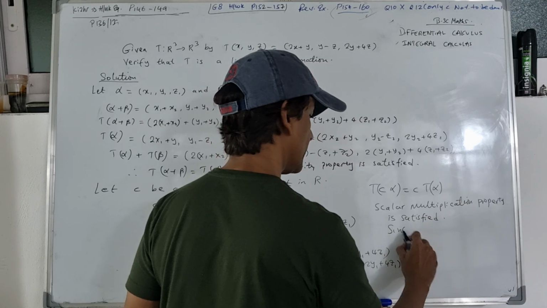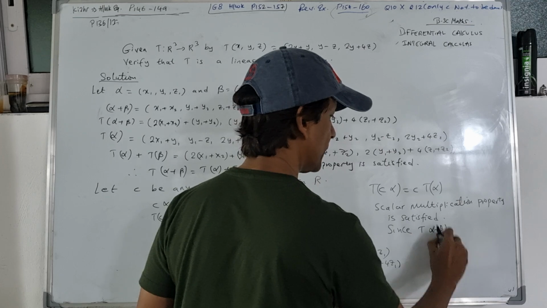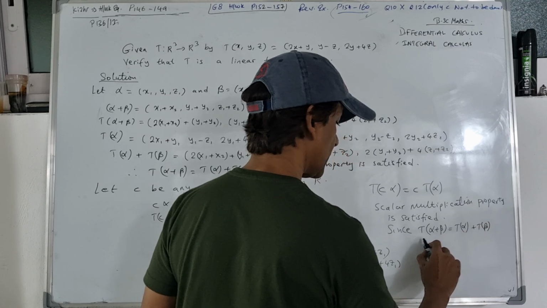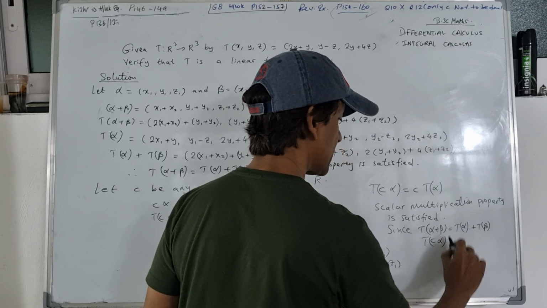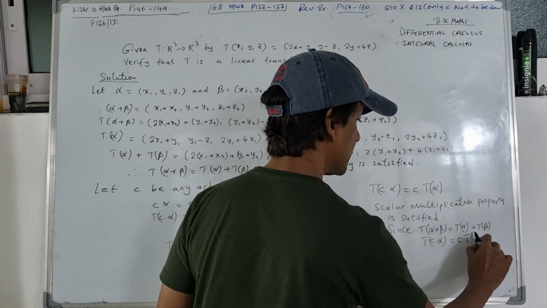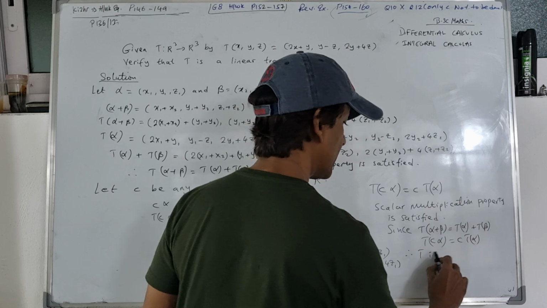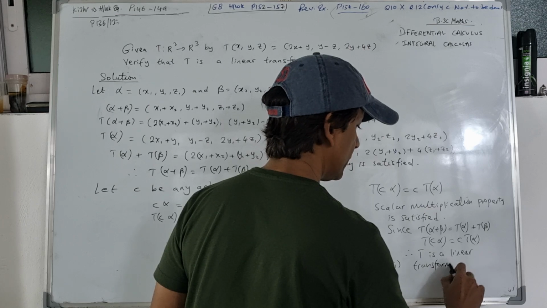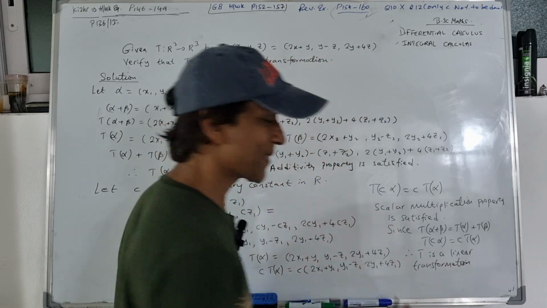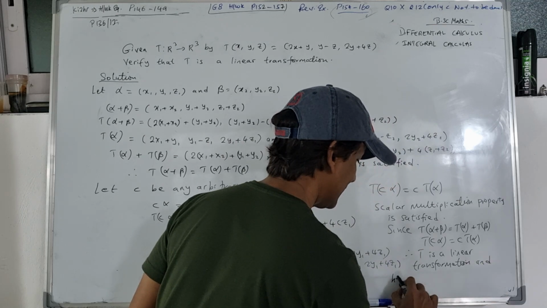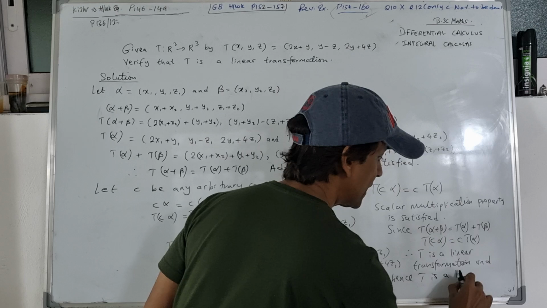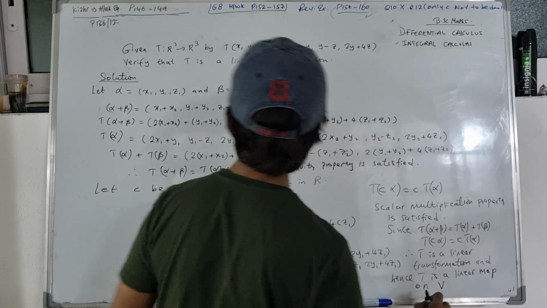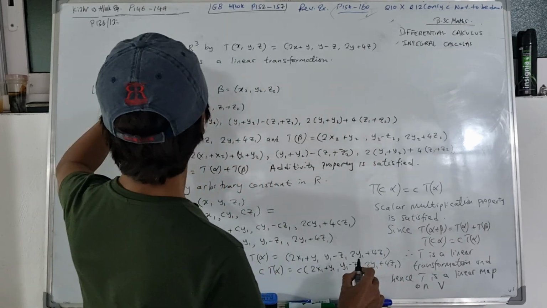Now since T of alpha plus beta is equal to T of alpha plus T of beta, and also T of our constant times alpha is equal to the constant times T of alpha, therefore T is a linear transformation. And hence T is a linear map on R3.